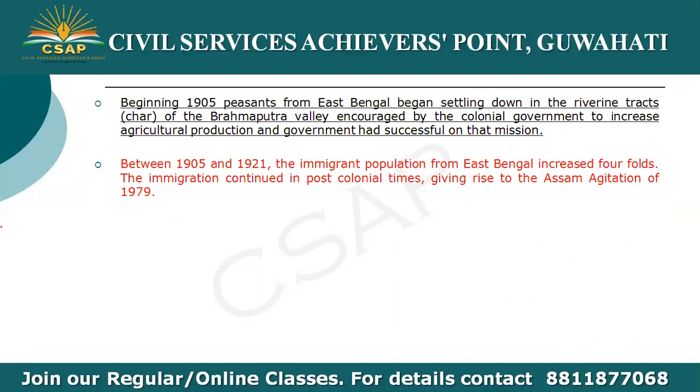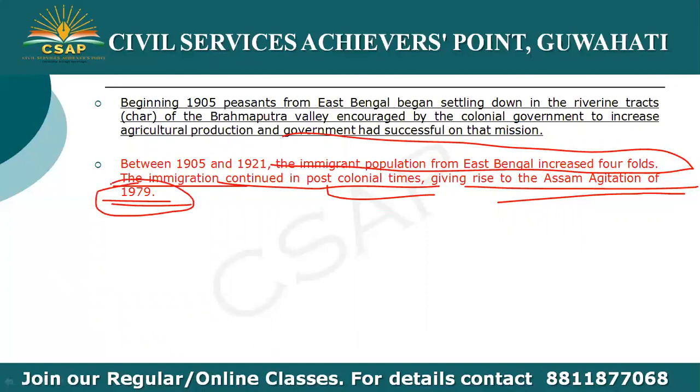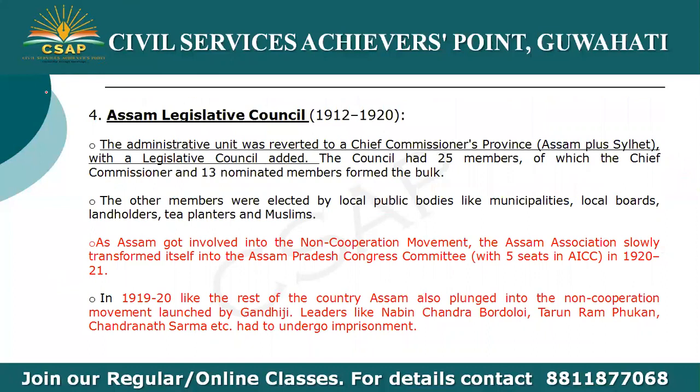So between 1905 and 1921, the immigrant population from East Bengal increased four times, and the immigration continued in post-colonial times, which gave rise to the Assam movement or Assam agitation of 1979. So as I have said, many socio-political issues which are plaguing Assam right now have their roots in modern Assam history itself. Now next comes the Assam Legislative Council period from 1912 to 1920.